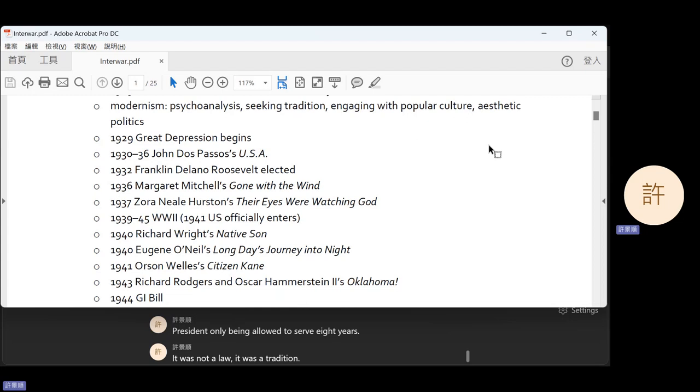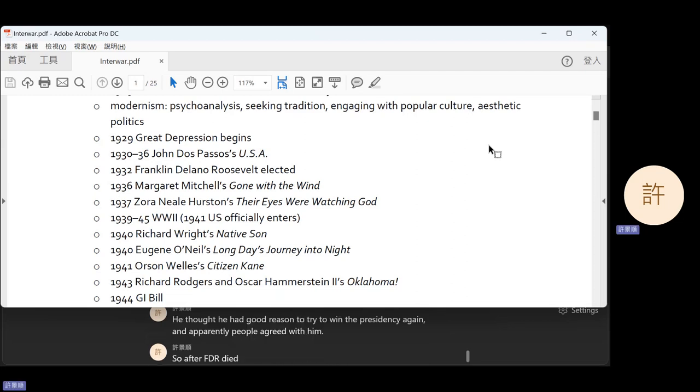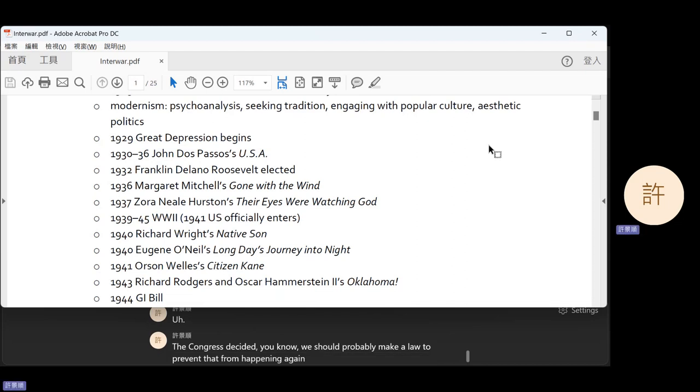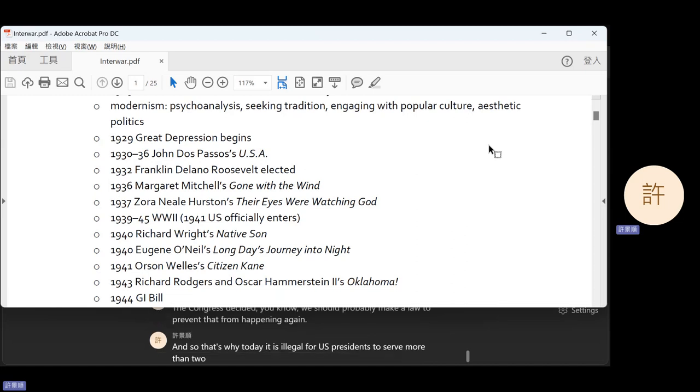FDR, you know, he was facing two national emergencies, the Great Depression and the Second World War. He thought he had good reason to try to win the presidency again. And apparently, people agreed with him. So after FDR died in office of polio, the Congress decided, you know, we should probably make a law to prevent that from happening again. And so that's why today it is illegal for U.S. presidents to serve more than two terms.